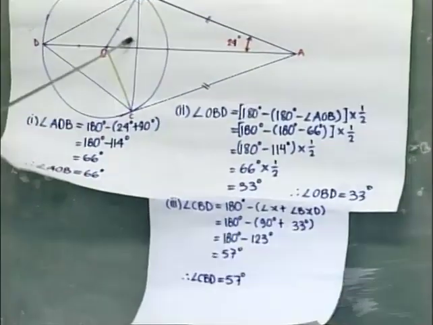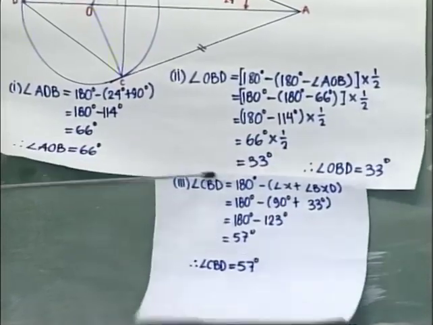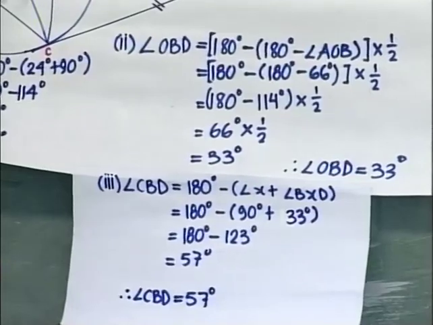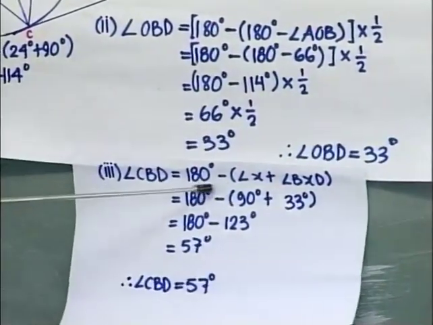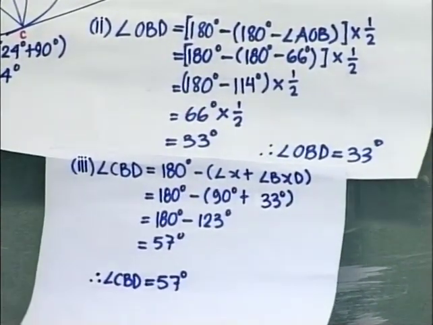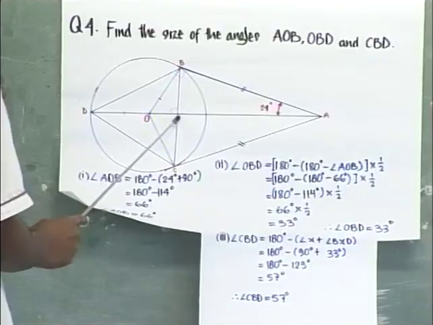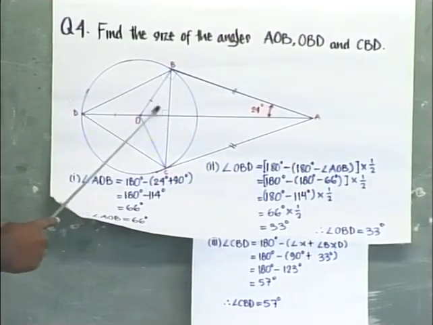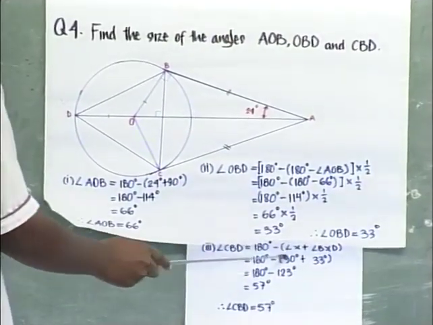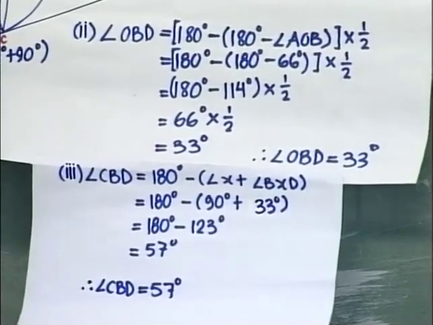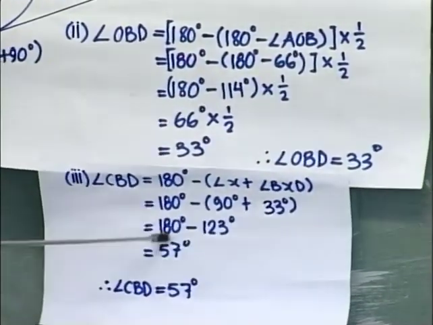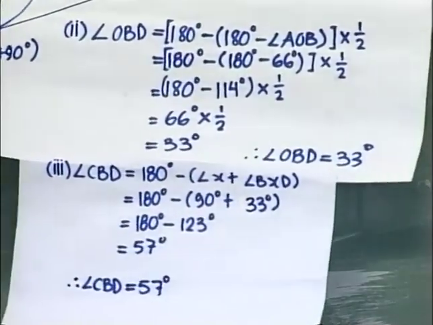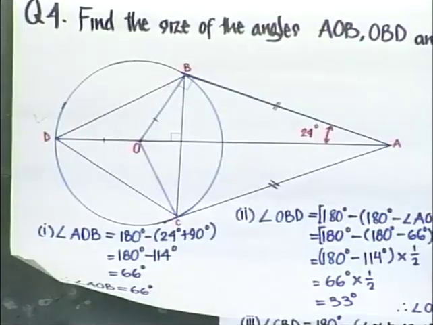To find angle CBD, we named this angle X, which is a right angle. So we use 180 degrees minus, in brackets, angle X 90 degrees plus angle BXD, which is equal to 33 degrees. So 180 minus 90 plus 33 degrees in brackets equals 180 minus 123 degrees, which is equal to 57 degrees. Therefore, angle CBD is equal to 57 degrees.